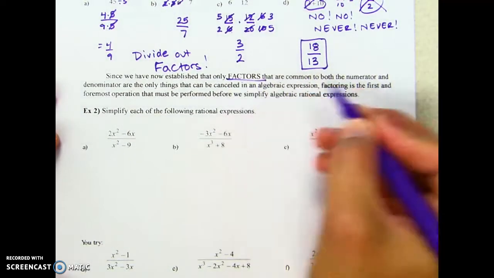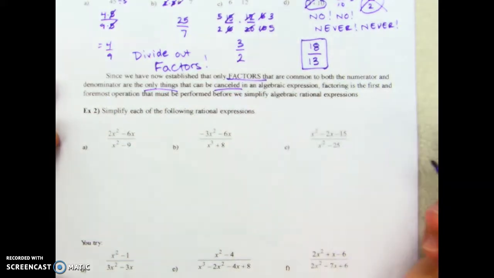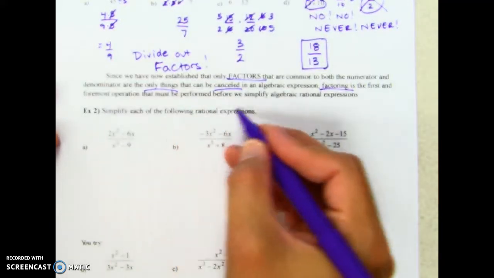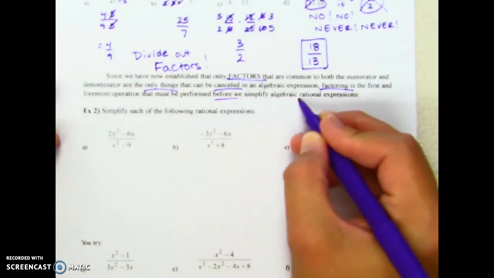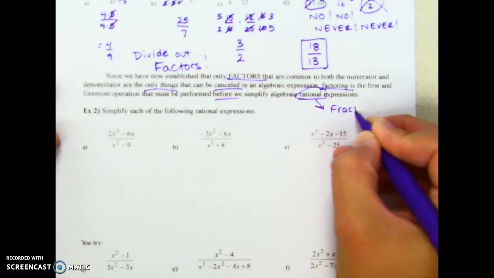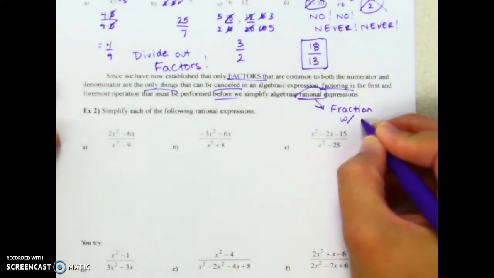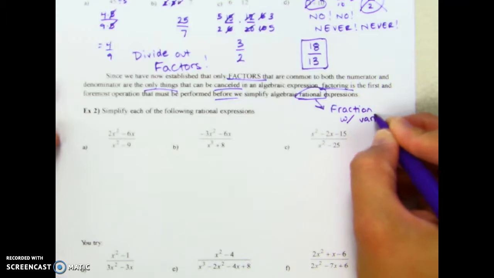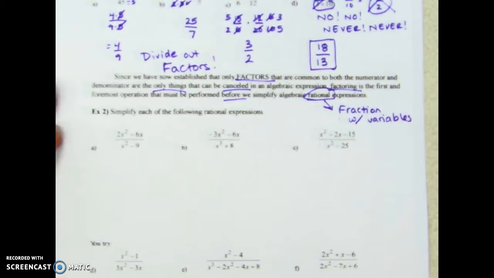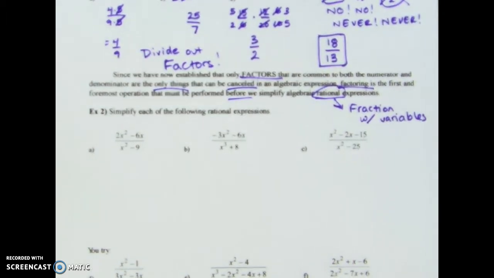So only factors that are common to both the numerator and denominator are the only things that can be canceled in an algebraic expression. Factoring is the first and foremost operation that must be performed before we simplify rational expressions. What's a rational expression? It's a fraction with variables. So the word fraction usually just means numbers.